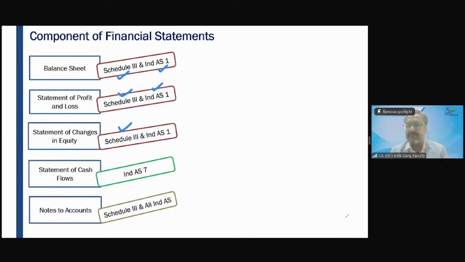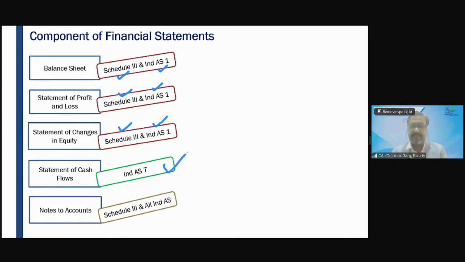Good morning. Which Schedule 3? Division 2 of Schedule 3. Perfect. Division 2 of Schedule 3 provides the format of statement of changes in equity, P&L, balance sheet, and Ind AS 1 provides the guidance. Okay. Statement of cash flows. Neither Schedule 3 nor Ind AS 1, both of them do not provide any guidance or any format. Who provides the guidance relating to statement of cash flows? Ind AS 7 provides guidance relating to the statement of cash flows.